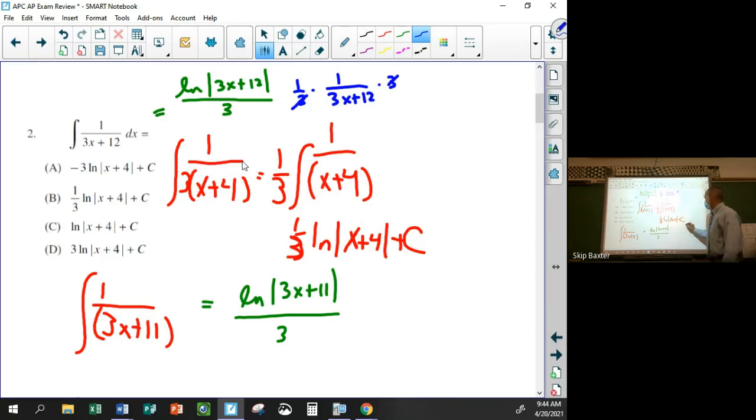The 1/3 is a constant, and then 1 over x plus 4. And then this could be distributed, and it gives you the same thing. So yes, you're right, this is right, this is right. But my question is, is this equivalent to that? Or are they vertical translations of one another?